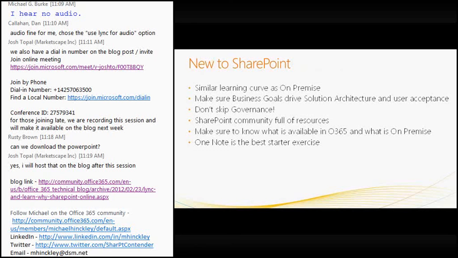Again, I'm not belaboring this here. Make sure those business goals drive that architecture. Do not skip governance whatsoever. Even if you have a small governance with a plan to grow, just get it down, get it going, get the conversations there, and make sure you set those time frames to do it. Governance is going to drive everything.